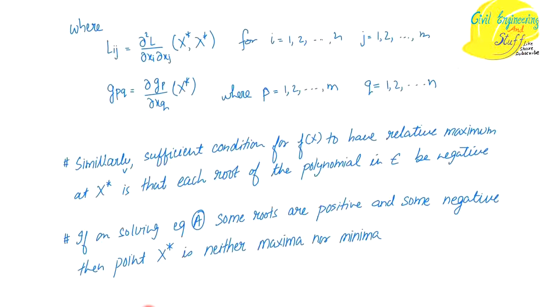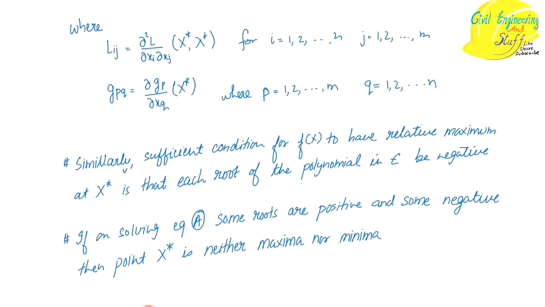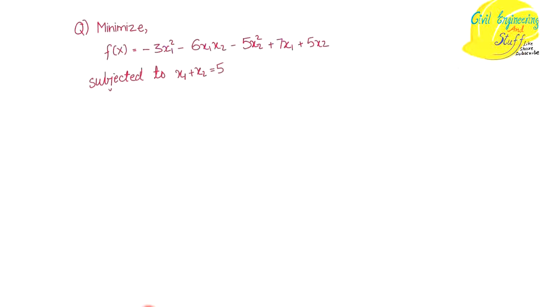All right, so if the obtained polynomial value after solving this is negative, then we have maxima, and if the value is positive, then we have the minima of the function. Okay, so this is how Lagrange's method is done. So let's do a numerical for better understanding.